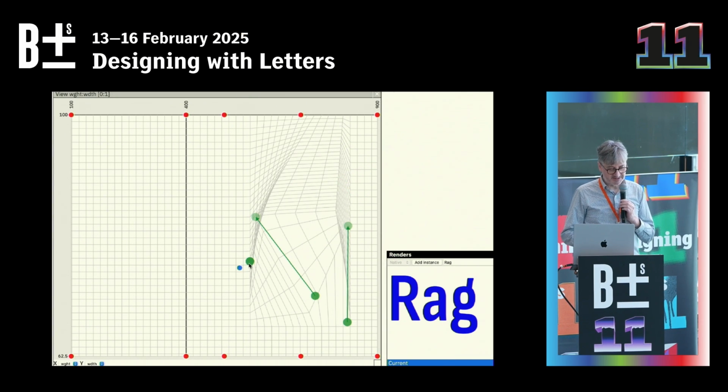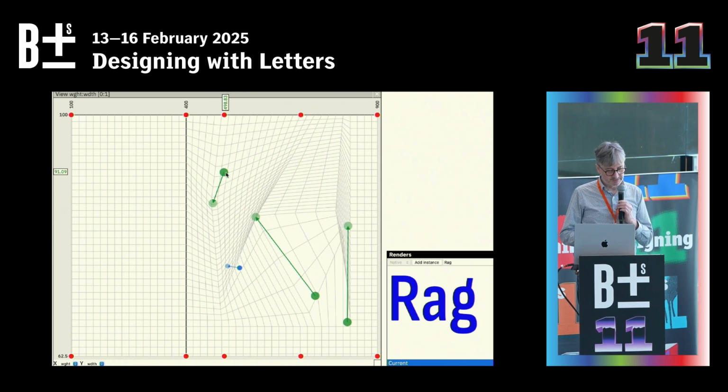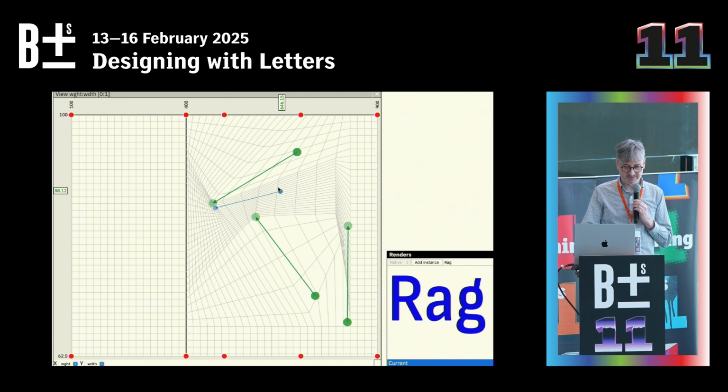It shows mappings in green, named instances in red, and the blue icon shows how a certain point in the design space is displaced as we move around the distorted space.